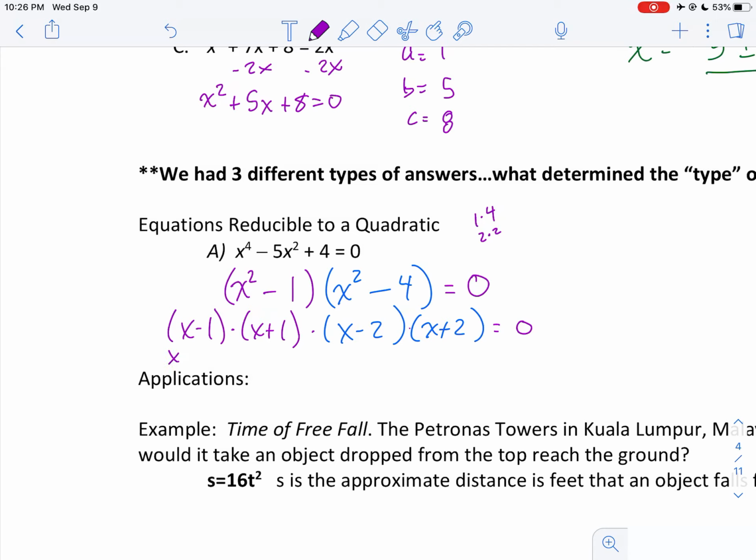We know that x minus 1 could equal 0. x plus 1 gives me a solution. x minus 2 gives me a solution. And x plus 2 equals 0 gives me a solution. So if I put all of these together, we get x equals 1, x could be negative 1, x could be 2, or x could be negative 2. All of these are solutions to this equation.